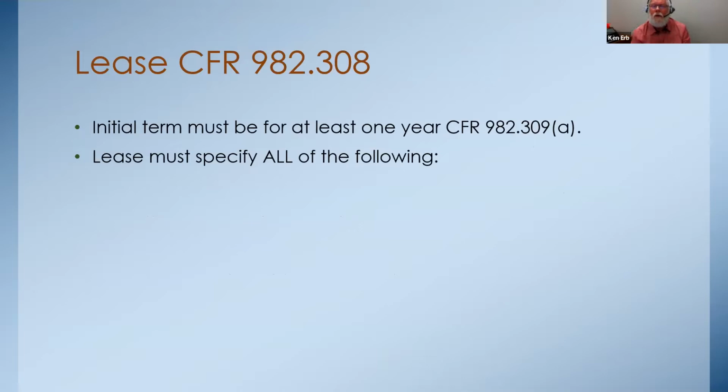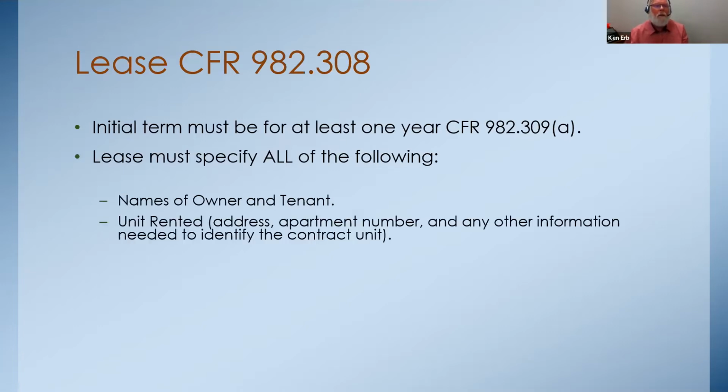Code of Federal Regulations 982.308 says the initial lease term must be for at least 1 year. If an owner and tenant agree, it can be a 2-year lease, but it has to be at least a minimum of 1 year. I know that we frequently ask landlords to include additional information or write additional information on their lease, and the requirement is the lease must contain all of the following information. It must contain the names of the owner and the tenant. It has to have the unit rented, the address, the apartment number, and any other information needed to identify the contracted unit. It has to have the term of the lease, the initial term, and any provisions for renewal.